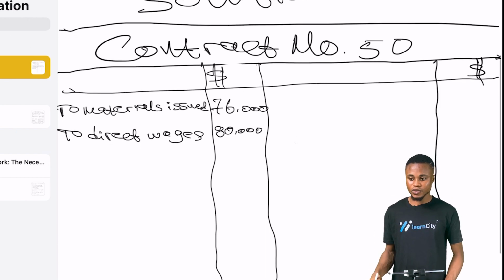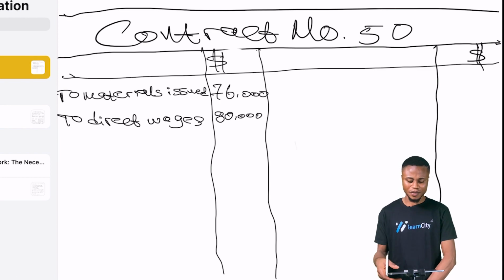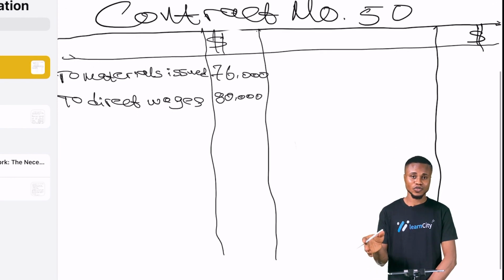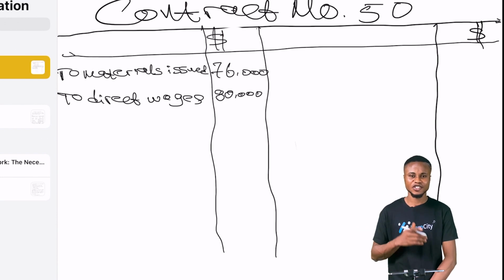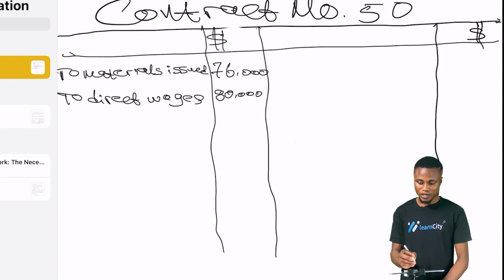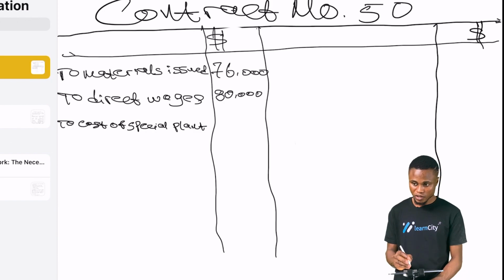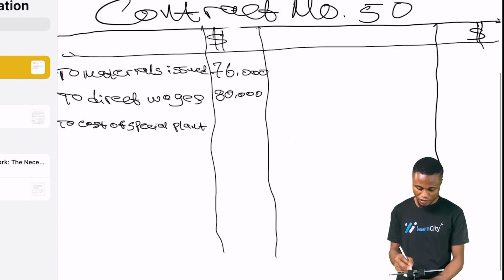All right, and the next one is the special plant. I think they have a special plant in that contract. That is why they created the room for that. It will also go on the debit side of the contract account. I'll write to cost of special plant, which is 20,000 US dollars.